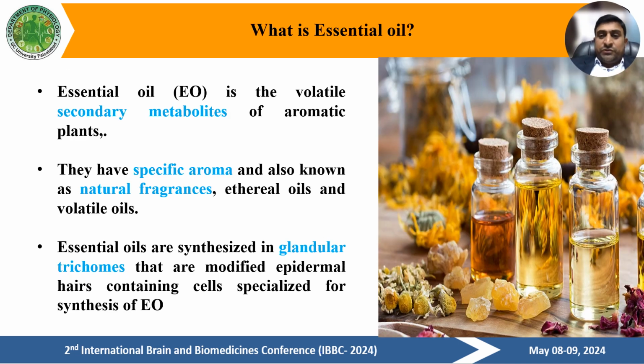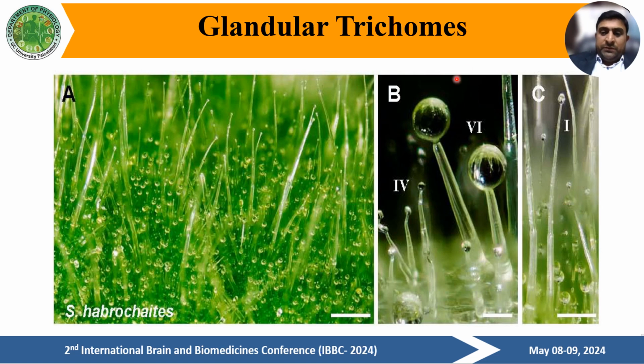So what are essential oils? Most of you already know what essential oil is. These are the secondary metabolites of aromatic plants. They have a strong aroma and are also known as ethereal oils and volatile oils, that are present in glandular trichomes, structures that you can see in this figure. These are the glandular trichomes in which the essential oils are synthesized and stored. So whenever we rupture these glandular trichomes, the essential oil comes out from these glands and can be extracted.